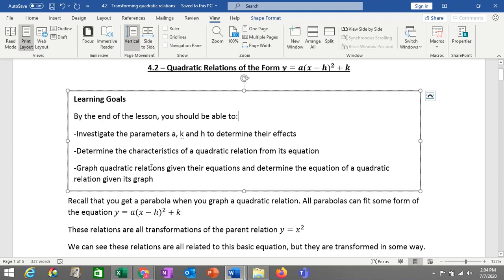So if I give you an equation, can you graph it? And if I give you the graph, can you tell me the equation? So basically, are you able to go in those directions? So graph given equations. If I give you the equation, can you graph it?